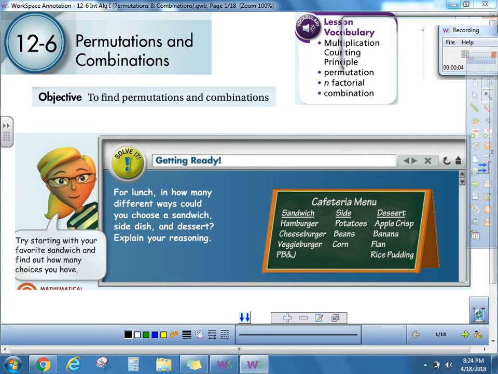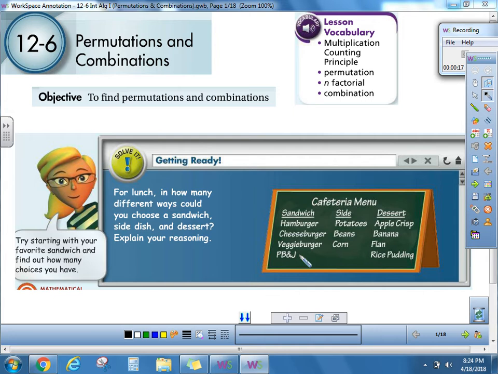Hello. Today we're going to be starting our section on permutations and combinations, but we're really going to be focusing on those permutations today. We'll get into combinations a little more on Friday. So our goal is to be able to find permutations and combinations.